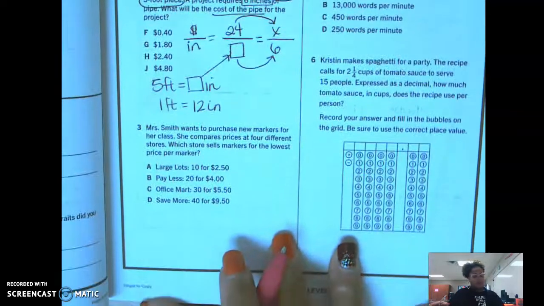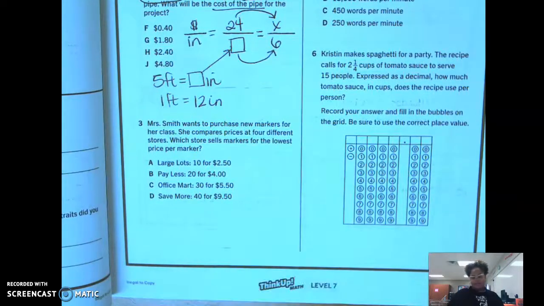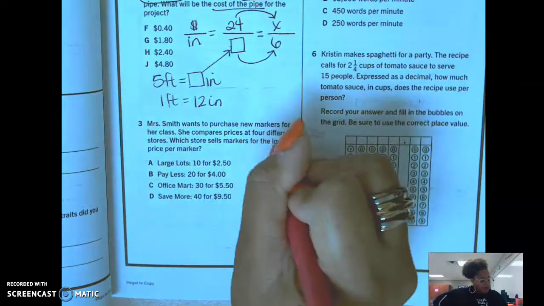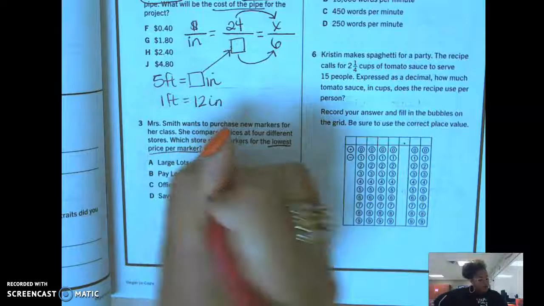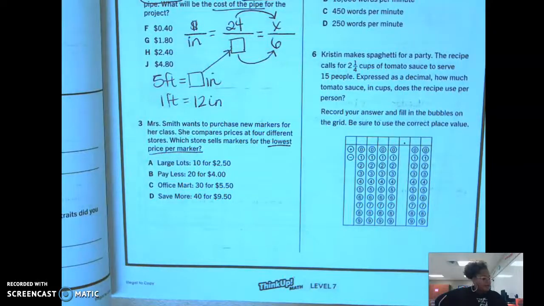All right, number 3 says Mrs. Smith wants to purchase new markers for her class. She compares prices at 4 different stores. Which store sells markers for the lowest price per marker? Lowest price per marker. So price per marker means price goes on top.